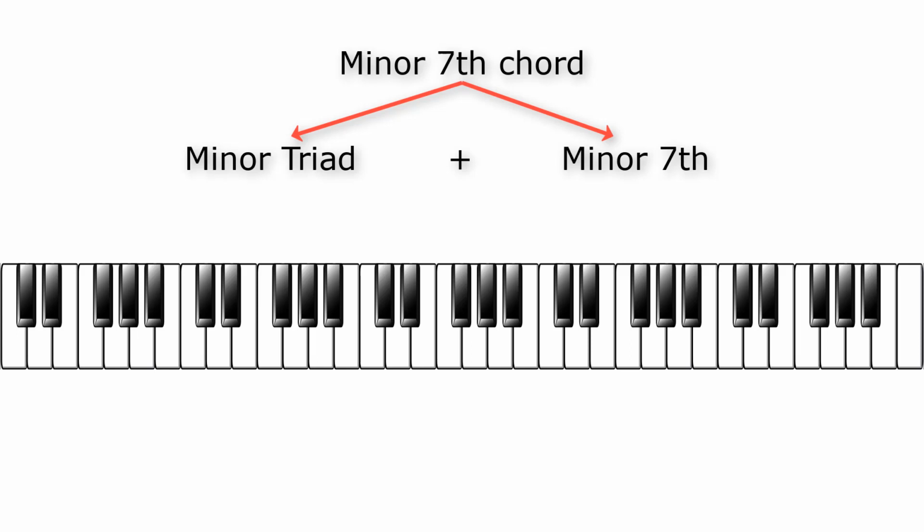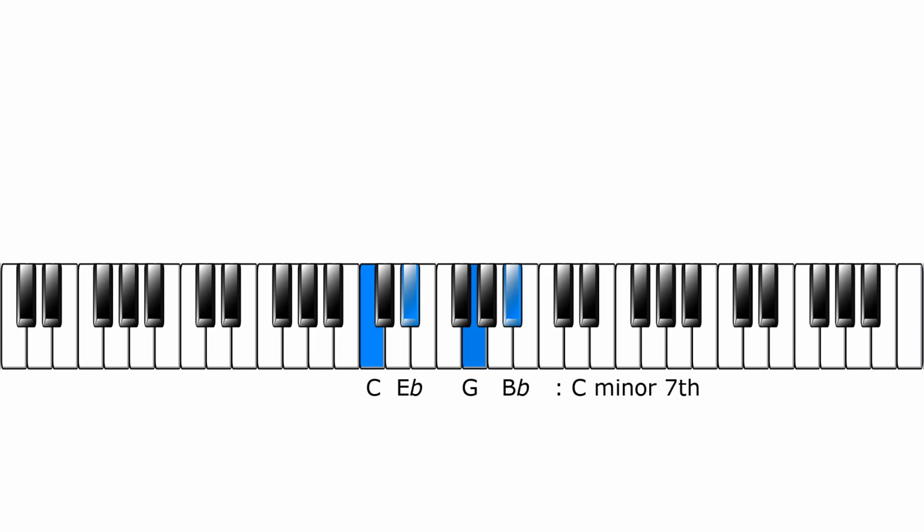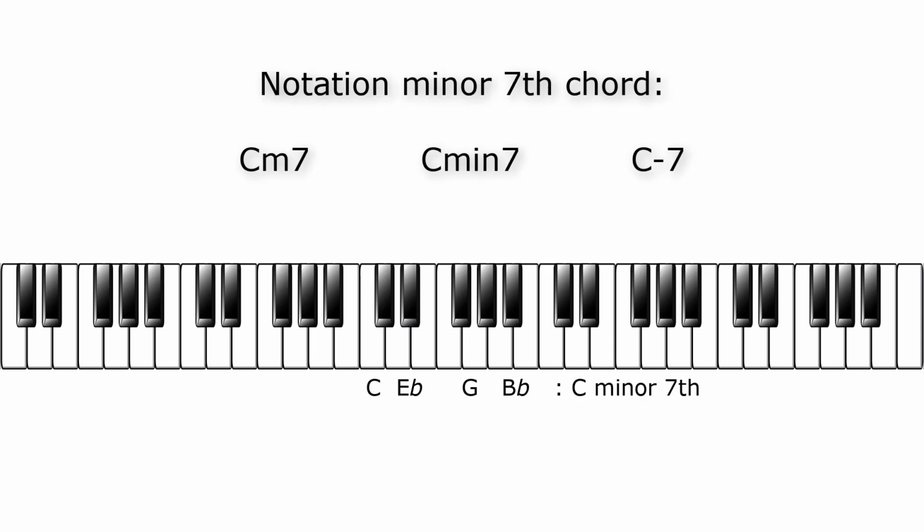So, in the case of C, when I want to form a C minor 7th chord, I first take the triad, so the C minor triad, which we know, and I add the minor 7th, which is the B flat. The minor 7th is always a whole tone below the root, being C, the minor 7th a whole tone below. So C, E flat, G, B flat is the C minor 7th chord. And you can notate it as follows.